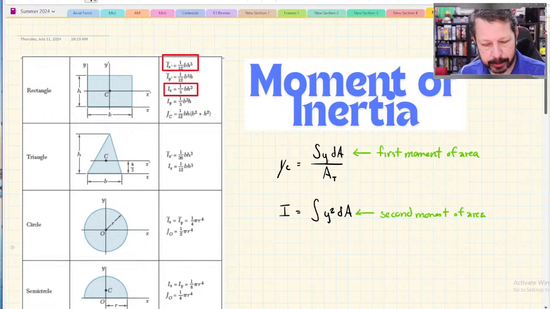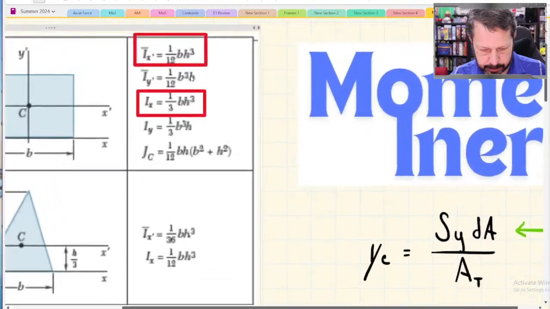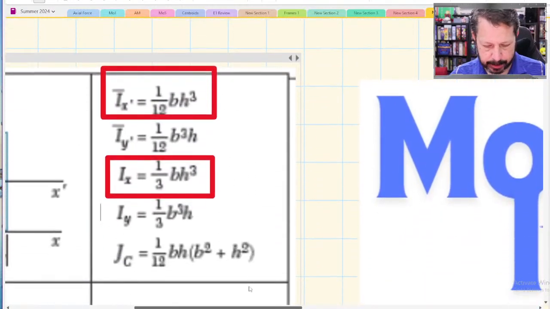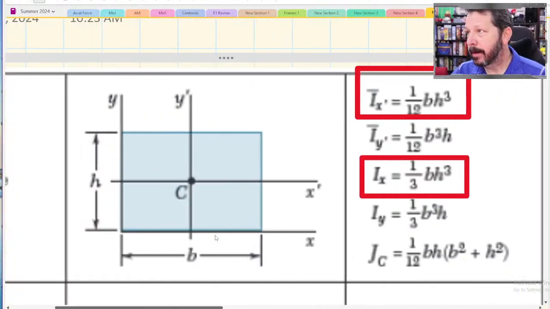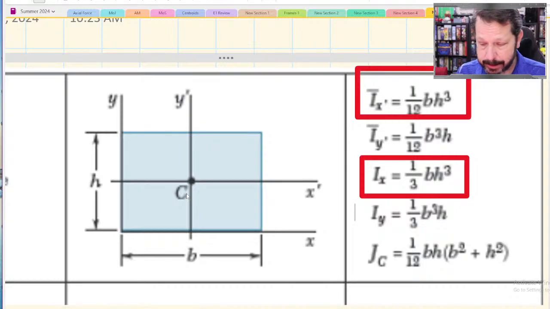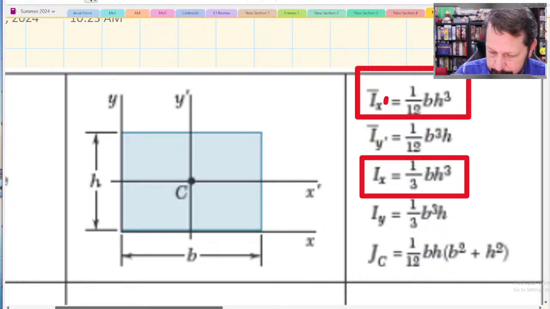So you have to look carefully. I wonder if I can zoom in enough to where you can see this. It's going to get blurry, but we'll go back to our regular size in a minute. So the distinction here, first of all, is that they're different equations: BH cubed over 12 and BH cubed over 3. But the real distinction is that little prime symbol right there.